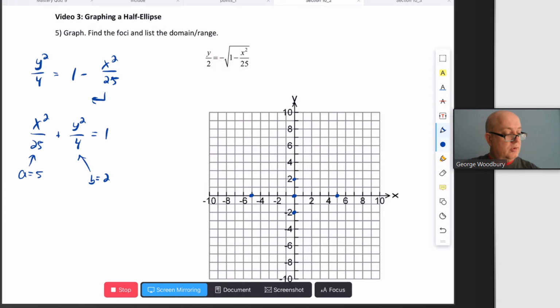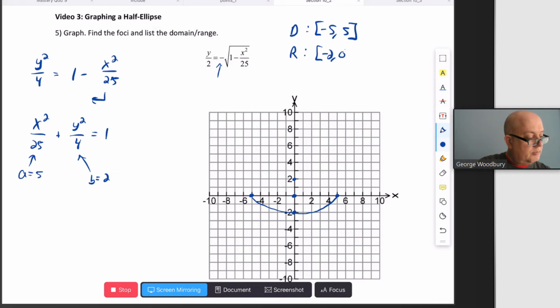However, because we're graphing just the bottom half here, it's going to look like this. Something like that. The domain, left to right, that is -5, 5. The range from the bottom to the top, that's -2 up to 0.